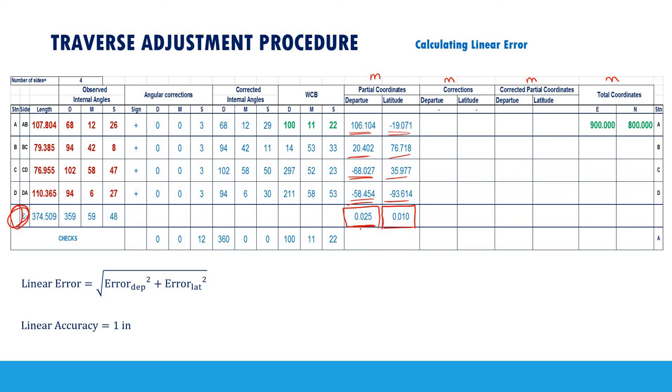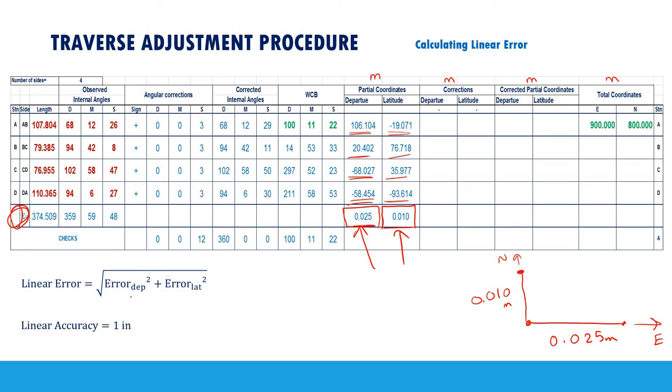So this is the error value in the departure direction, and this is the error value in the latitude direction. Here, for example, this value, let's say 0.025 meters, is the error in the departure direction along the easting axis, and this is the error value along the latitude direction, 0.010 meters in this case. So this is along the northing axis, the latitudes.